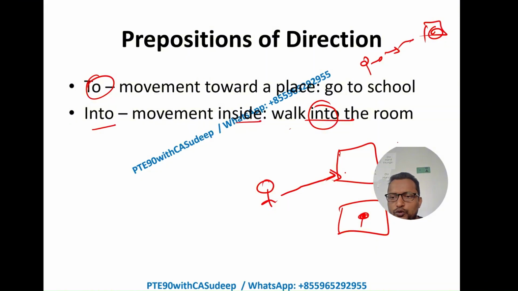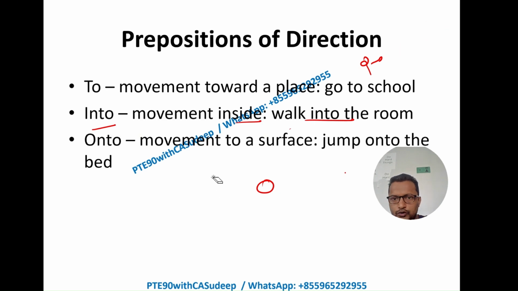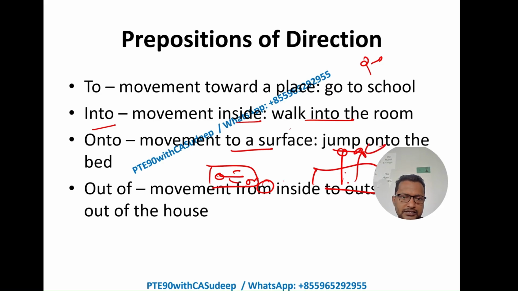So if there is a movement, put into or onto. If there is no movement, then put in or on. Let's see other examples also, right? And then onto, movement to a surface, right? So jump onto the bed. If you are lying in the bed, you say I'm lying on the bed, but if you are jumping, there's a movement, so that's why onto the bed. I think it's clear now.